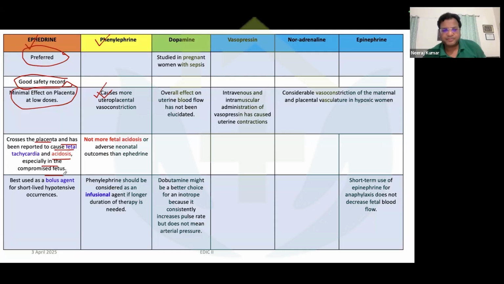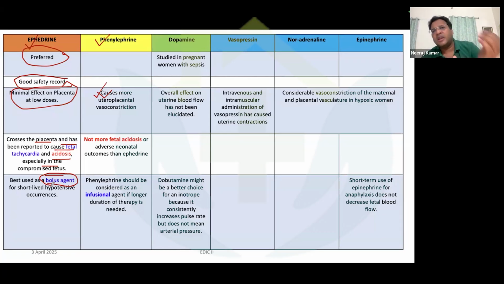Okay, and that's why, if you want to use it, you can use it as a bolus agent only if the hypotension is short-lived. So if a short duration of hypotension is there, it is preferred that you use a bolus agent. And why? Because it crosses the placenta.